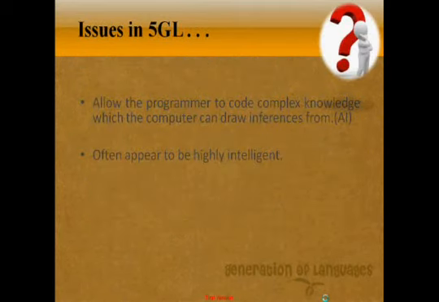The goal in fifth generation languages is to allow the programmer to code complex knowledge from which the computer can draw inferences, and so often appear to be highly intelligent.